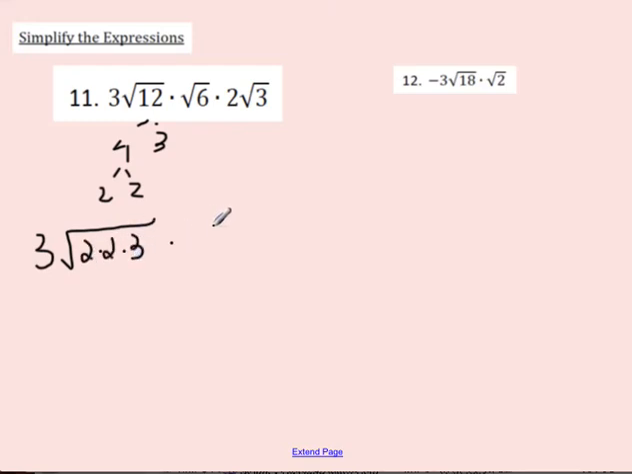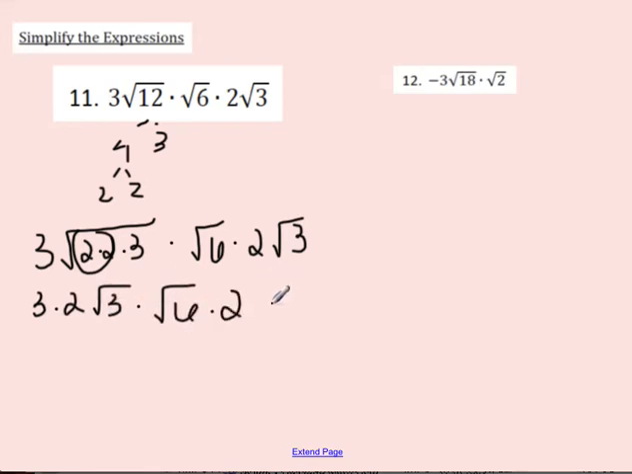Well, the square root of 6 isn't going to break down anymore, so I'm going to leave that. And 2 times the square root of 3 is not going to break down anymore, so I'm also going to leave that. Well, I can take out a pair of 2's here, so I get 3 times 2, and then left underneath the radical is 3 times the square root of 6 times 2 times the square root of 3.